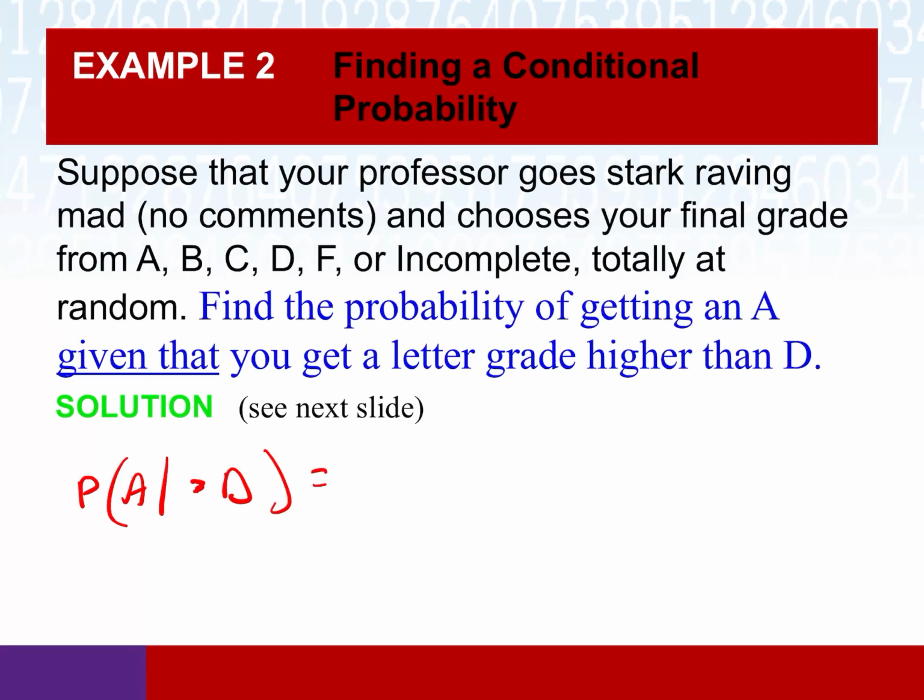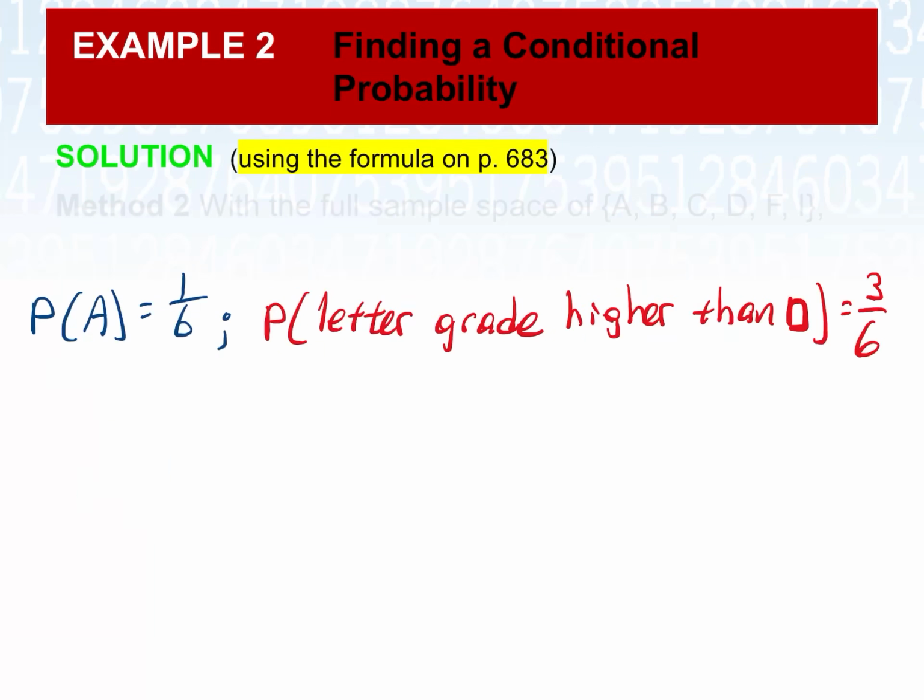Well, how many grades are higher than a D? How many total? 3, right, A, B, or C. So there's only 3 possibilities as opposed to 6. There were 6: A, B, C, D, F, or incomplete. Now there's only 3. And how many A's are in that group? Well, there's only 1 grade of an A possible, so you have a 1 out of 3 chance. Okay? All right.